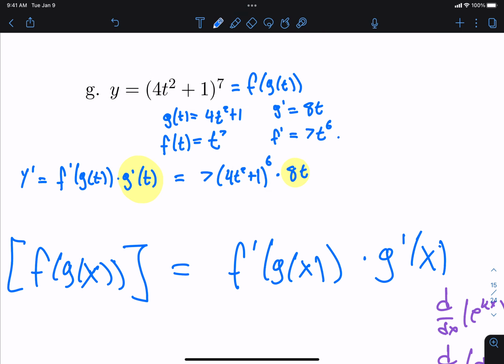Okay. So that's an example of a chain rule problem. Feel good about that? Any other questions on this example? Should we do one more chain rule?